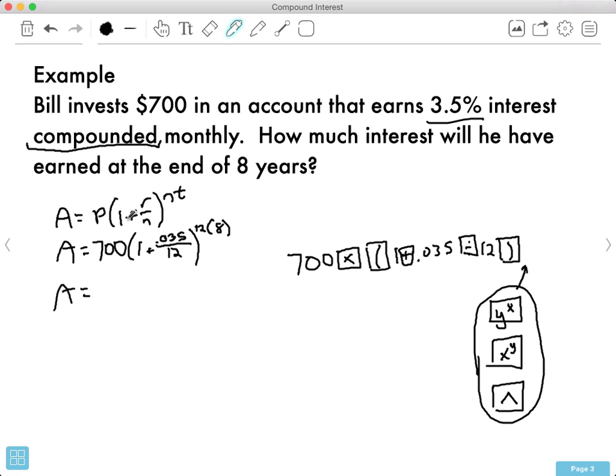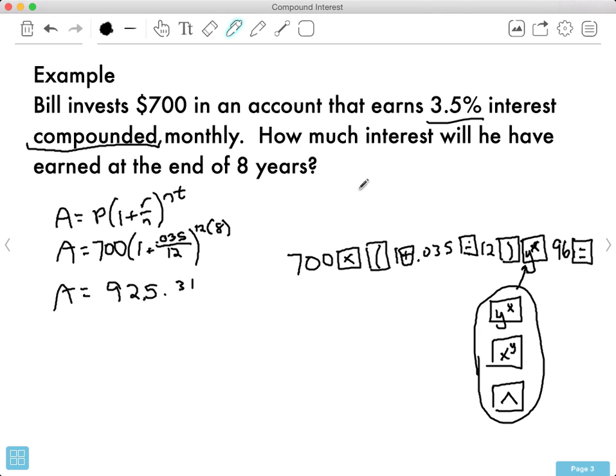So when you close the bracket, now we have an exponent. Now 12 times 8 is 96. So I'm going to take a little shortcut here. I'm going to press to the power of. So in the line here, I'll just put y to the x, but it would be whatever button you have. And then 96. And then at the end of all of that, press equals. What you should get is $925.31.